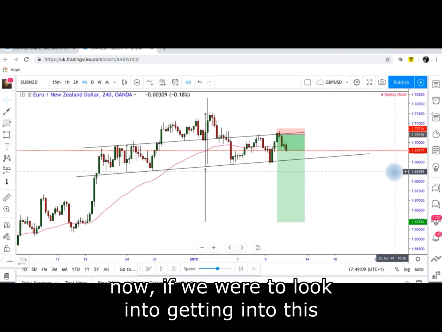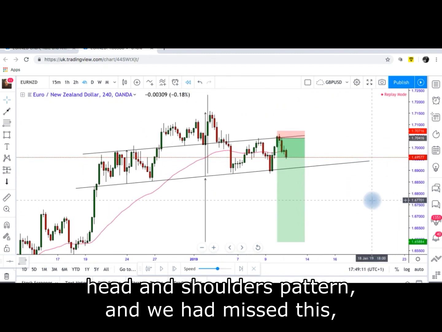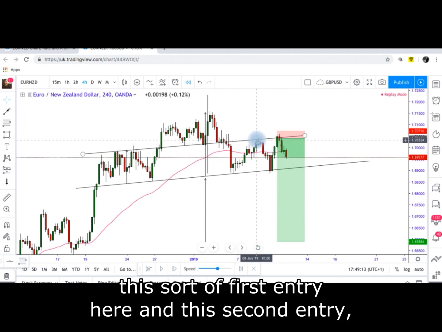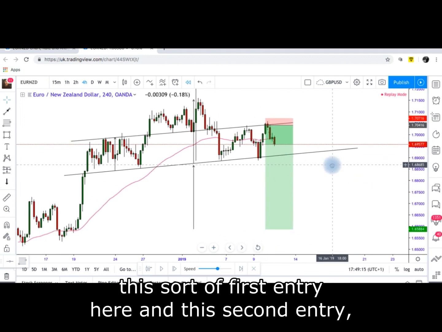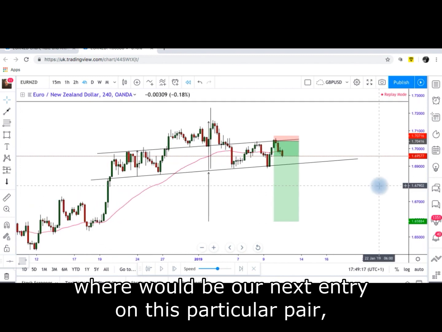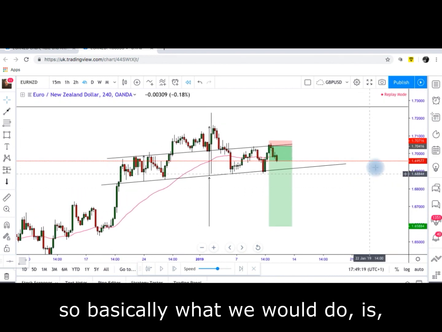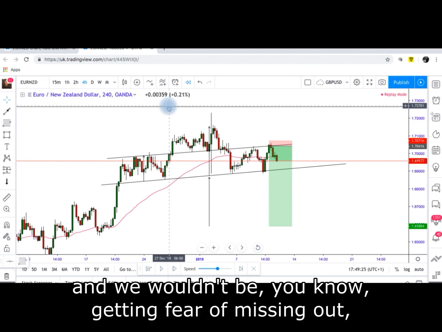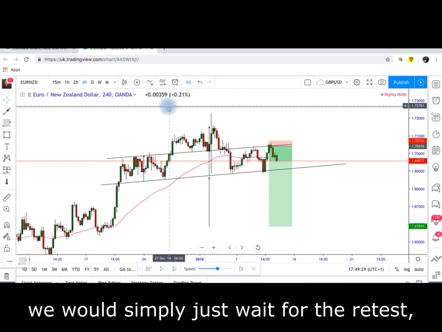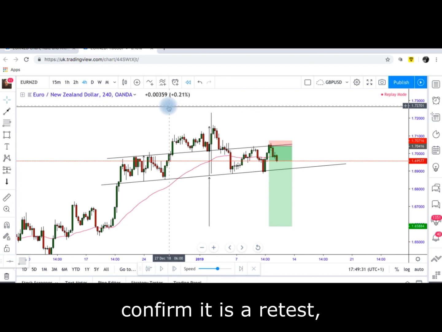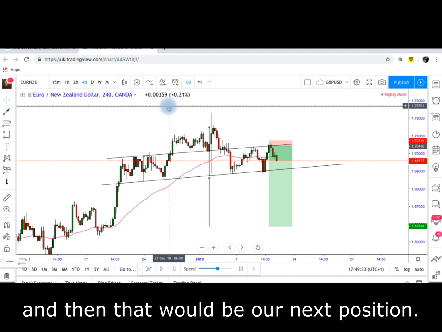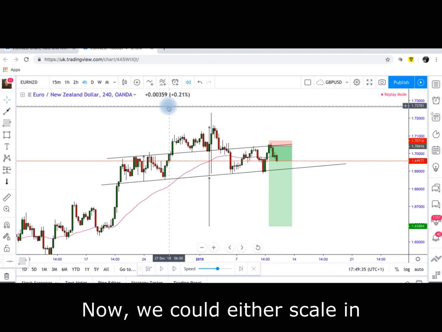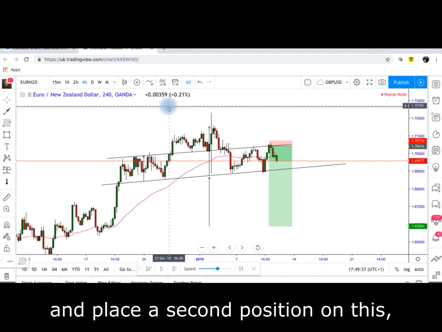Now, if we were to look into getting into this head and shoulders pattern and we had missed this first entry here and this second entry, where would be our next entry on this particular pair? So basically what we would do is wait for the neckline to be broken, and we wouldn't be getting fear of missing out. We would simply wait for the retest, confirm it is a retest, and then that would be our next position.